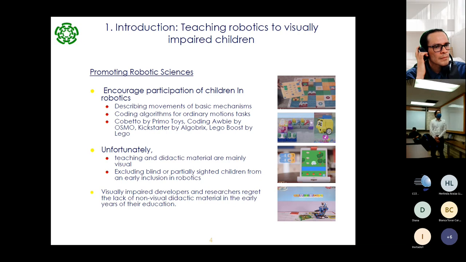Children are encouraged to participate in robotics by means of ludic platforms that help them to describe the movements of basic mechanisms and code algorithms for ordinary motion tasks. Examples of these platforms are the Cubetto by Primo Toys, the Coding Awbi by Osmo, the Kickstarter by Algobrix, or the Lego Boost by Lego. Unfortunately, teaching and didactic materials are mainly visual, which excludes blind or partially sighted children from early inclusion in robotics. This is a big disadvantage, as stated by professional developers and researchers who regret the lack of non-visual didactic education in the early years.